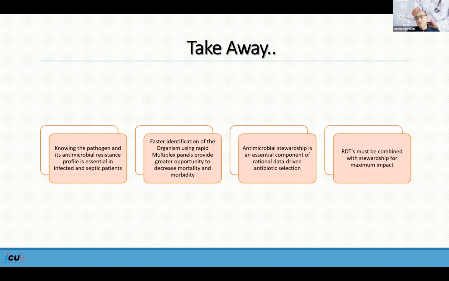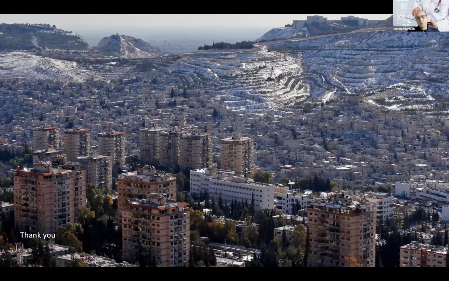So I want to emphasize again that this rapid test must be combined with a stewardship program for maximum impact on the outcome of your patient.